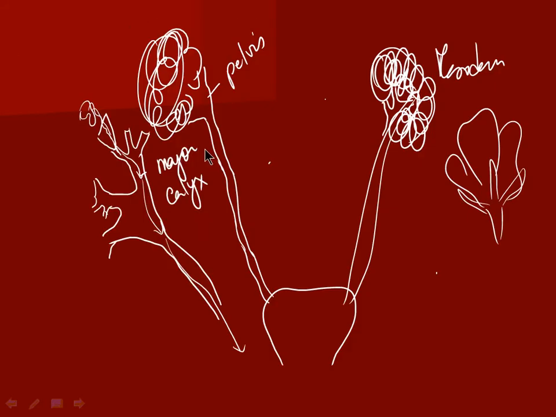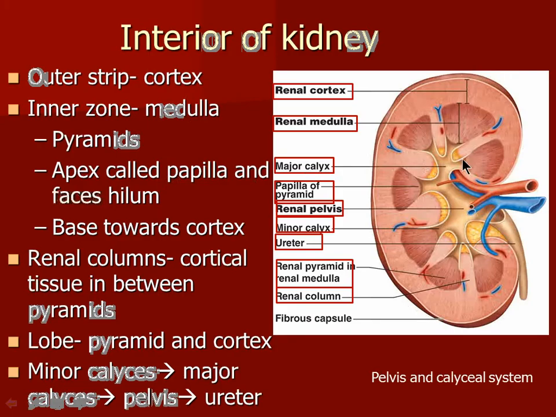So let's go back to this slide here. So here, the first part you're seeing is what is called a minor calyx. This leads into the major calyx, and the major calyx leads into the pelvis. But developmentally, it started from below upwards. You understand what I'm saying? But when urine is formed, it will pass all the way through. It will come first into the minor calyx, then into the major calyx, then into the pelvis, and down into the ureter, and all the way down into the bladder. Okay?